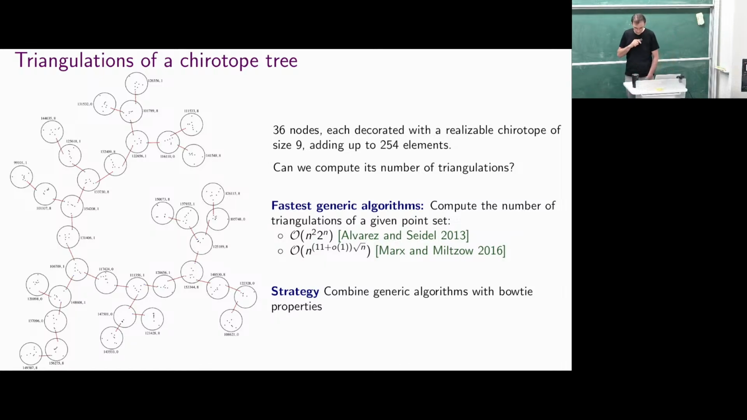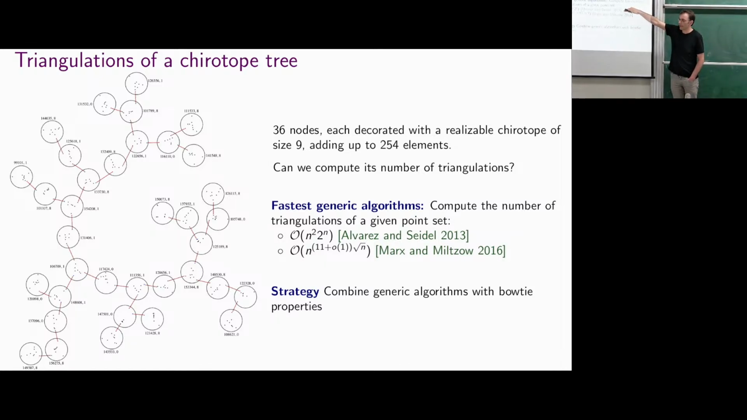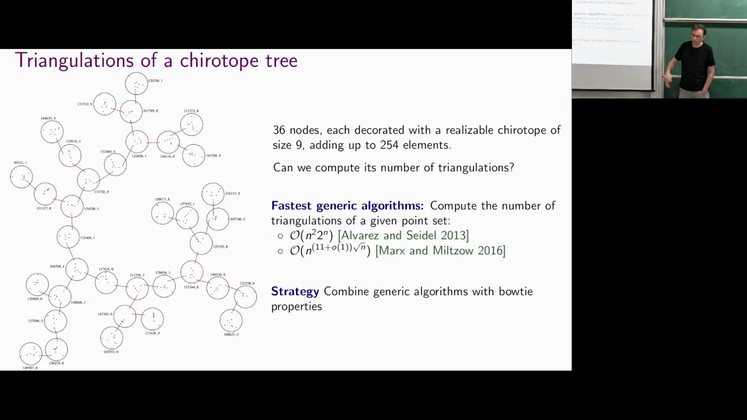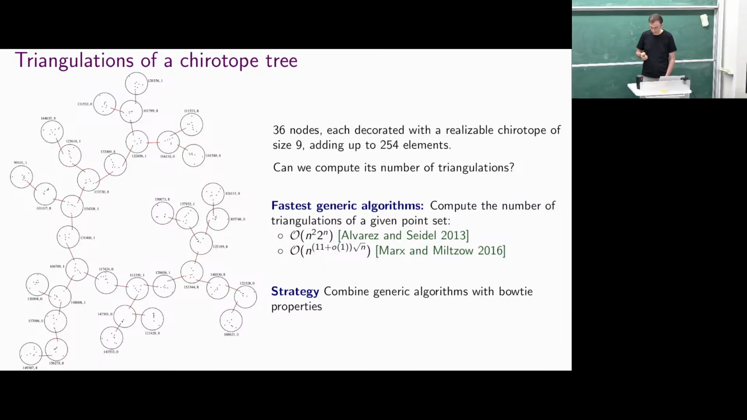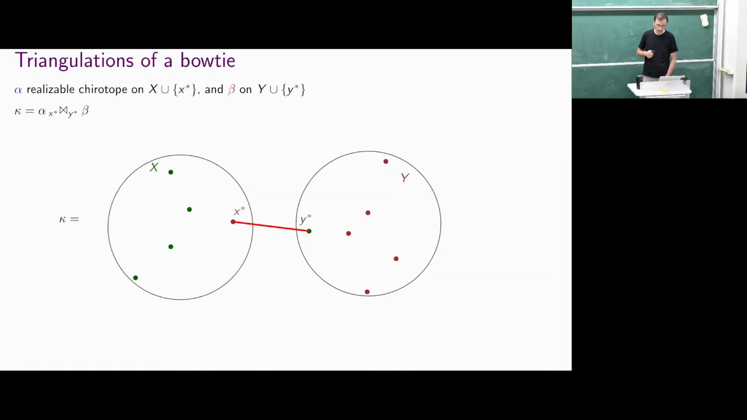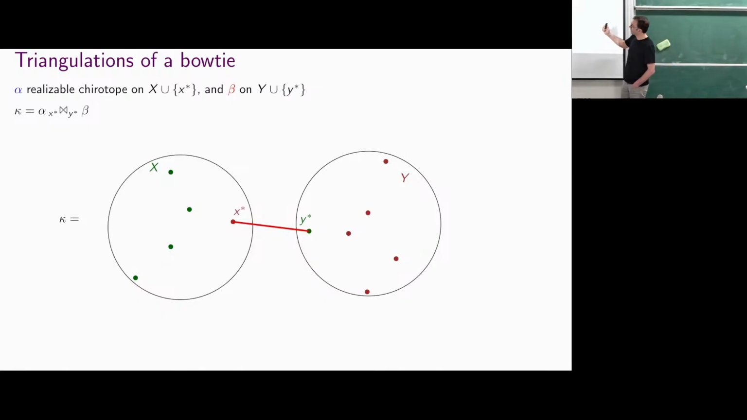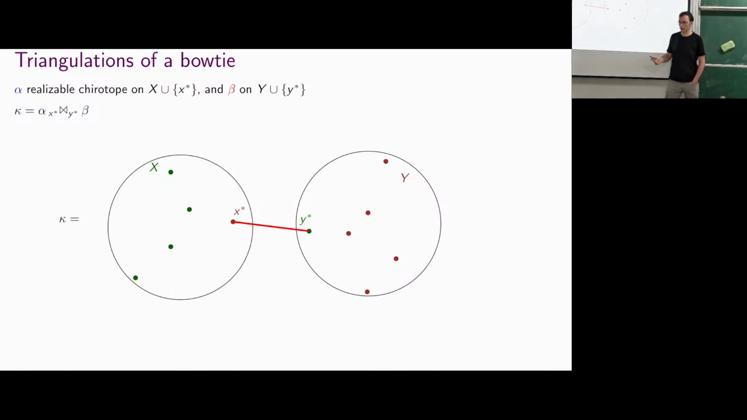I'm not aware of any lower bound for that complexity. What we did was start with an implementation that we do on the level of chirotopes that can work for a set of size 10, 11. It doesn't matter that it's exponential; we can actually run it. And we use the fact that if you know the information on the triangulations of this set and of that set, you can count the triangulations of the joint, of the bow tie.